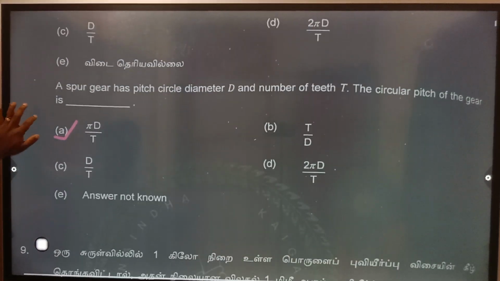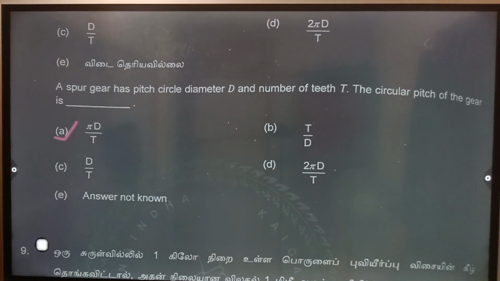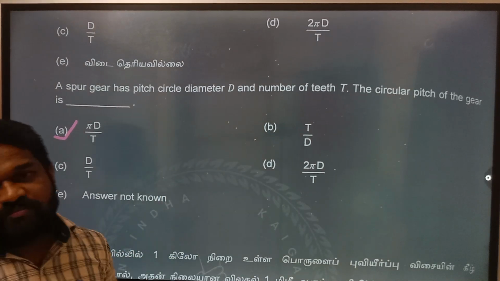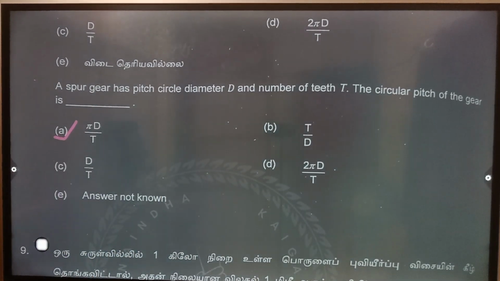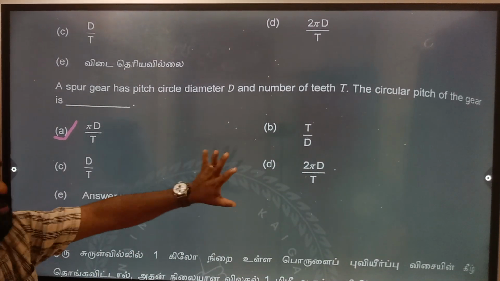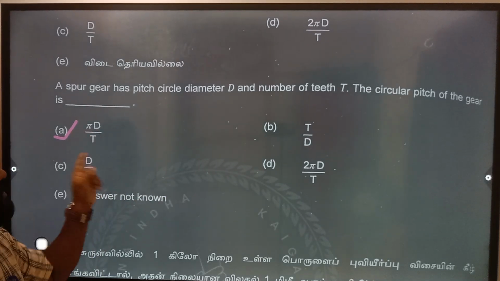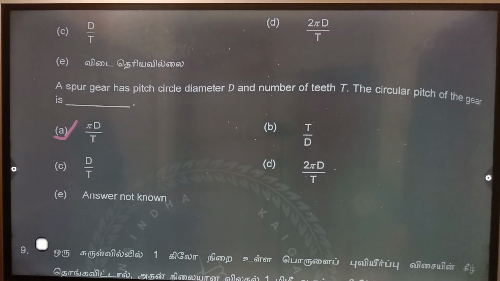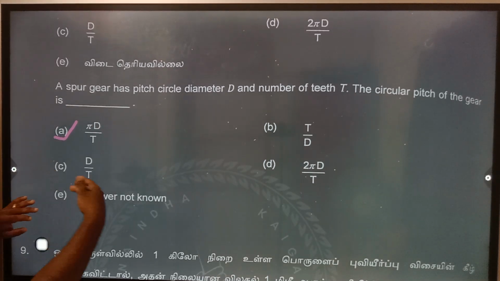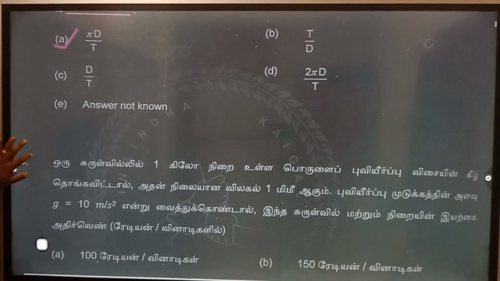8th, a spur gear has pitch circle diameter d and number of teeth t. The circular pitch of the gear is again a direct question. Okay, pi d by t. A is the answer. Circular pitch is a direct equation: pi d, diameter, by t, number of teeth. A is the answer. We have marked it here in pink color. You can also see that.